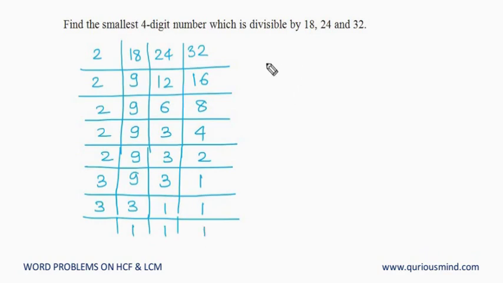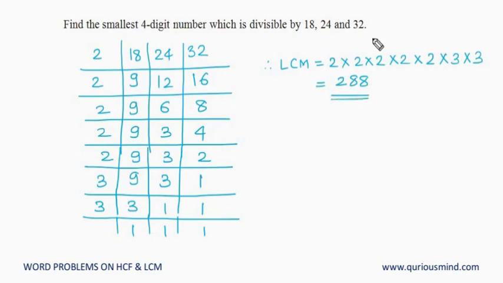Therefore, LCM is 2 into 2 into 2 into 2 into 2 into 3 into 3. So, 5 times 2 into 3 into 3. 5 times 2 is 32. 32 into 3 is 96. And 96 into 3 is 288. So, 288 is the LCM of these three numbers.